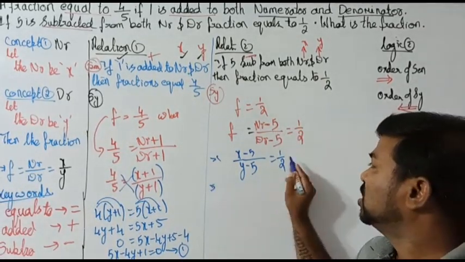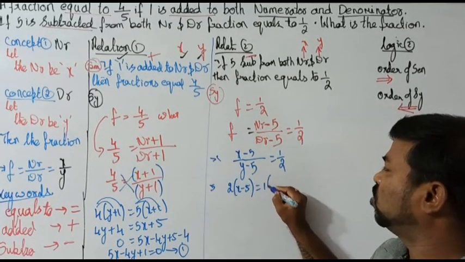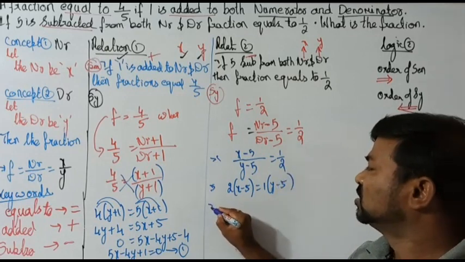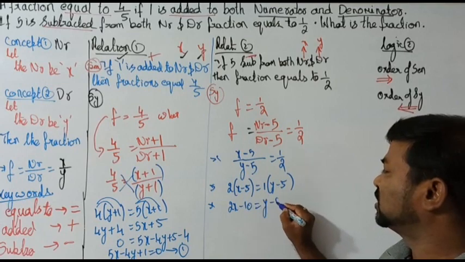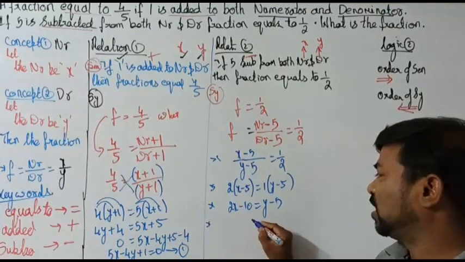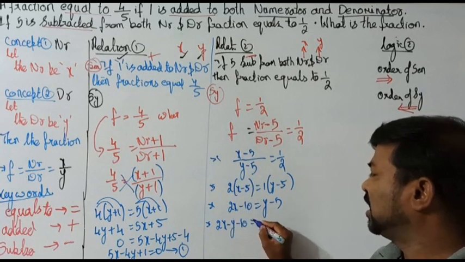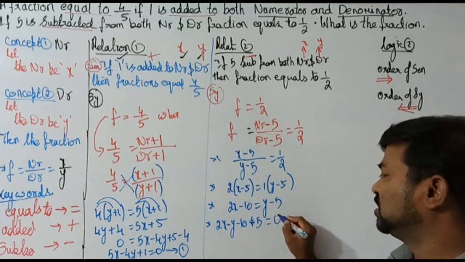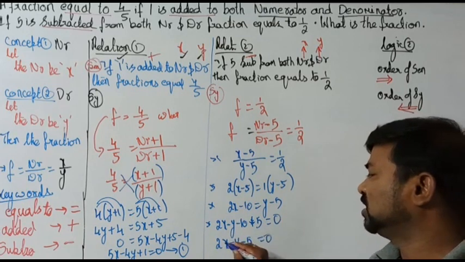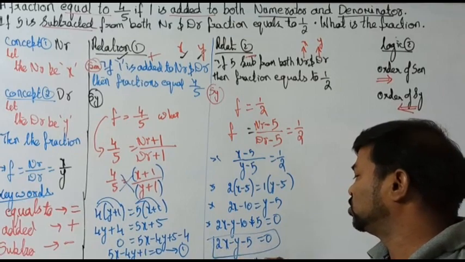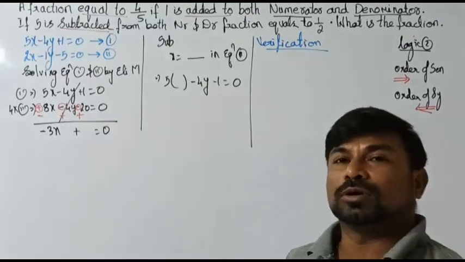Now obviously you cross multiply: 2 into x minus 5 is equal to 1 into y minus 5. So if you multiply, 2x minus 10 equals y minus 5. Transform this as 2x minus y minus 10 plus 5 equals 0. That is 2x minus y minus 5 equals 0. So this is equation 2. After getting equation 2, let's get back to the question now.